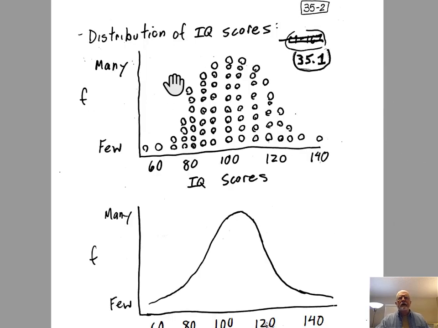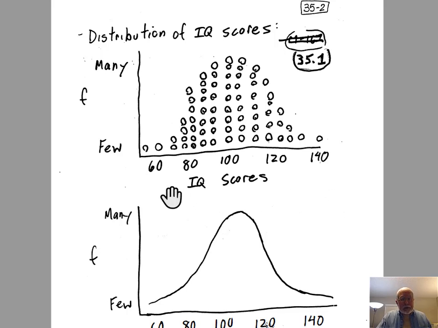I'm on page 35-2, distribution of IQ scores. Imagine this. You have administered an IQ test to a large sample of individuals. For each person, you've computed their IQ score. This is one of those tests where the typical score is 100. It's possible to get higher scores than that, but it's unlikely to get scores much higher than 120, 140, and so forth. It's possible to get lower scores than that, but you're not likely to see people's scores much lower than 60 or so.